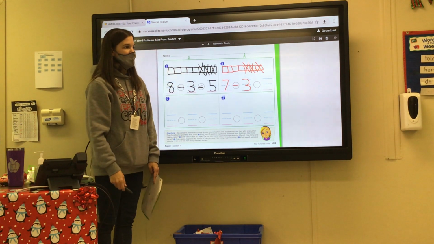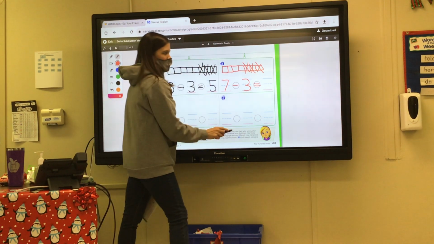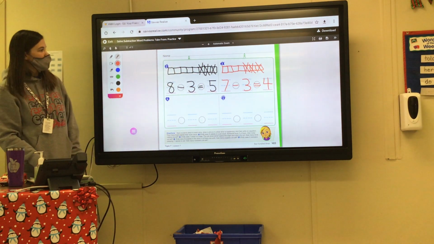Come on up. 4. We have to make sure we put our equal sign. And then there were 4 left. 7 minus 3 equals 4.